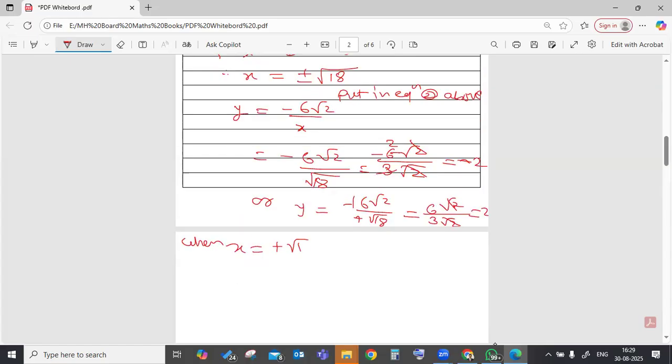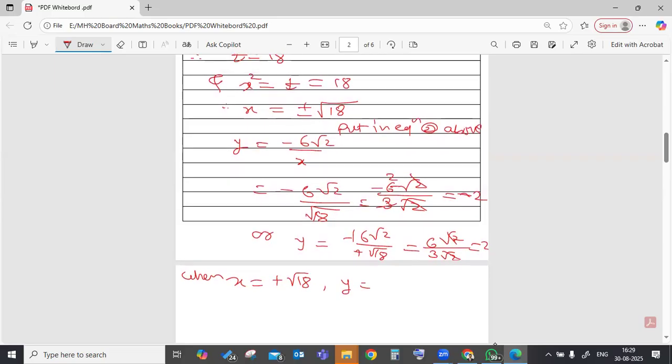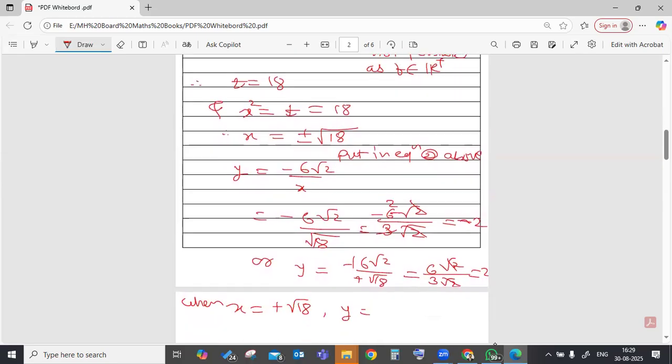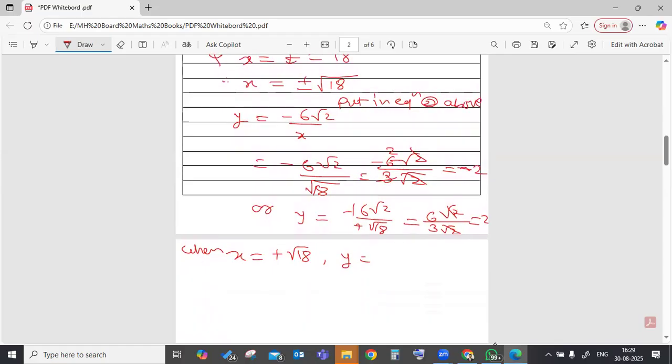plus root 18, y is equal to what? When x is equal to plus root 18, y is equal to minus 2, and when x equals minus root 18, y is equal to plus 2.